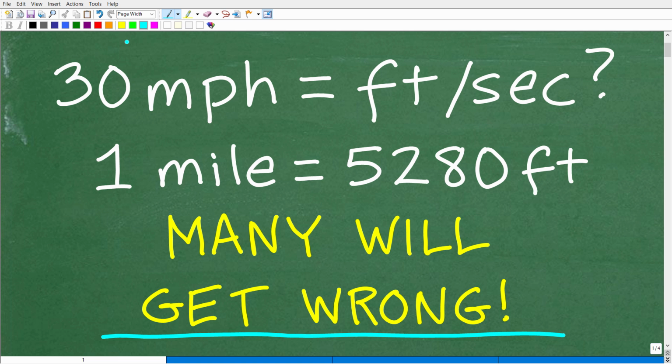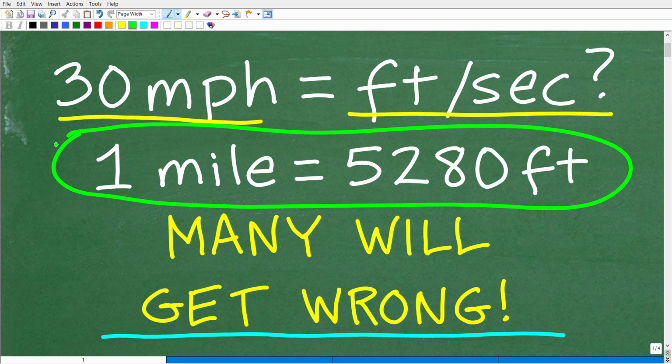And let me go ahead and describe it to you. So, what we have here is 30 miles per hour, and we want to express this speed in terms of feet per second. So 30 miles per hour is how many feet per second? That is the question. Feel free to use a calculator, but here is a very important piece of information that you need to know to solve this problem.